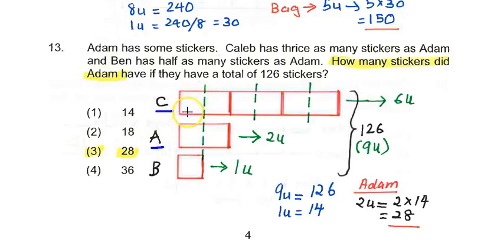Look at the red box first. The green line, the magic line, comes later. Look at the red box. 3 times, 1, 2, 3. Adam has 1 red box here. Now the next tricky thing is Ben has half as many stickers as Adam. Look at here, Ben. Ben has half of Adam. This is Adam. Half of Adam is Ben.